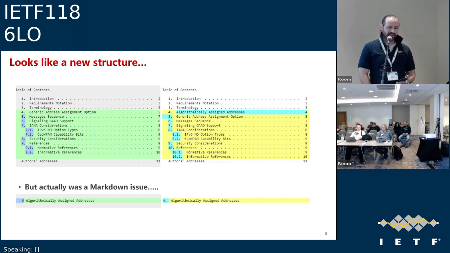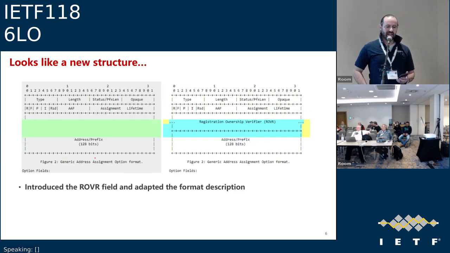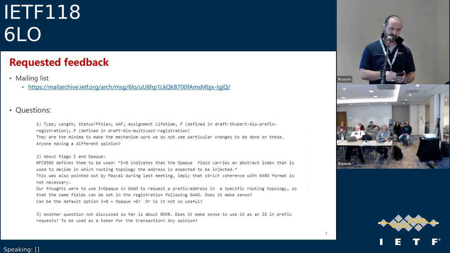Now, the changes that we did look like a new structure, but that is untrue. There was a mistake in the markdown file, so there was one section that was not numbered. So it seems that there is a new section, but it's not true. In the format of the option, we added the rover field, like in ERO, et cetera. We'll come back to this in this slide, I think.